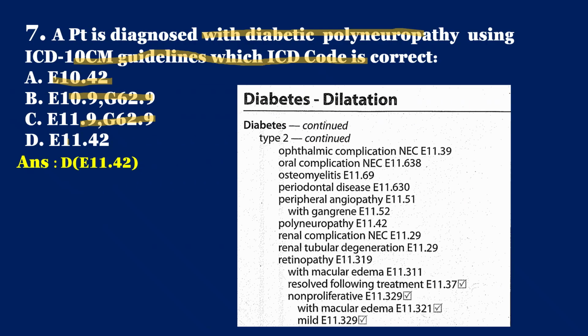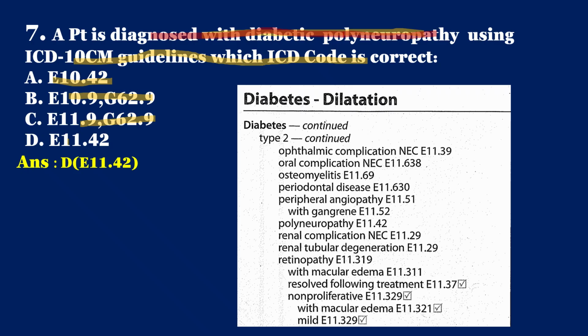So guys, you can see in the question the patient is diagnosed with diabetic polyneuropathy. They didn't mention which type of diabetes, whether it is type 1 or type 2. According to the ICD-10-CM guidelines, if the type of diabetes is not mentioned, we should use type 2 as a default. So if the type of diabetes is not mentioned, we should always take type 2 diabetes.